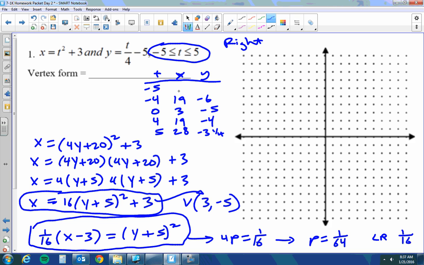If I go up here, if I plug in -5 here, I get 28 again. Here, if I plug in -5, I get -1 1/4. Minus 5 is -6 1/4.